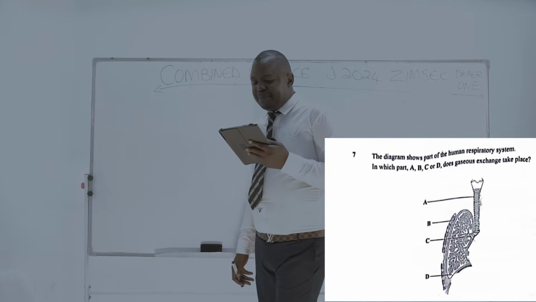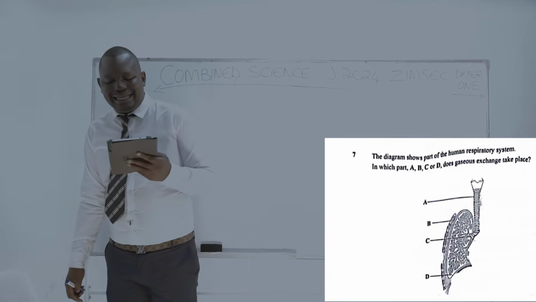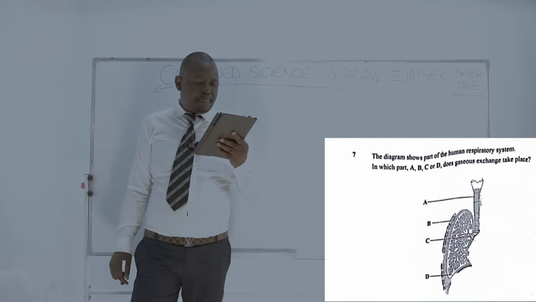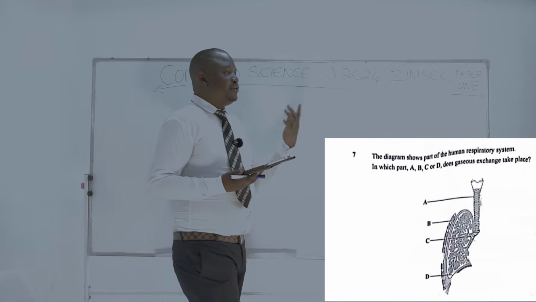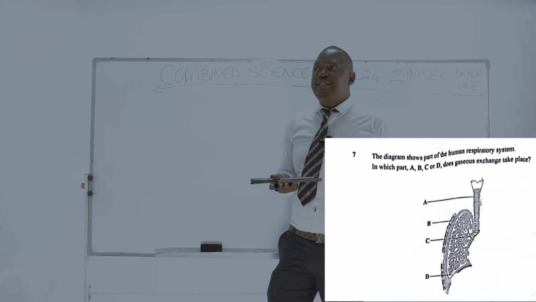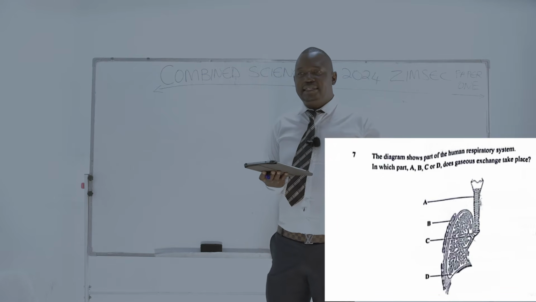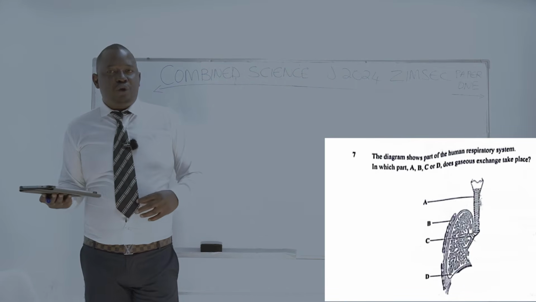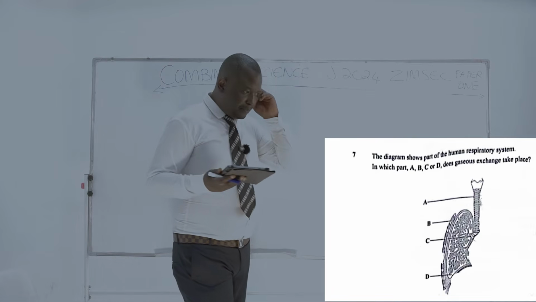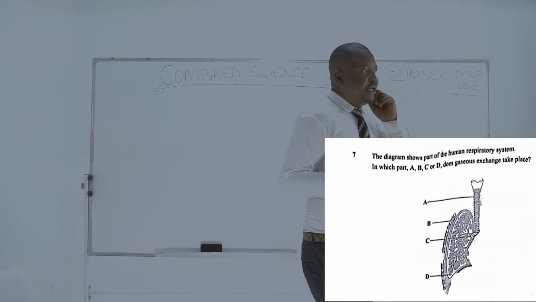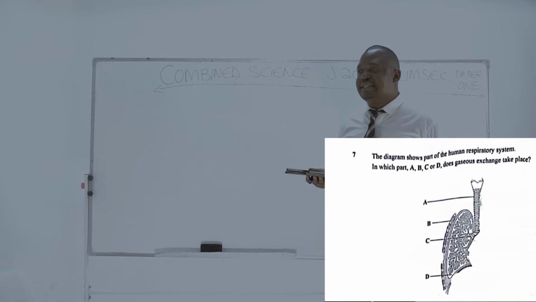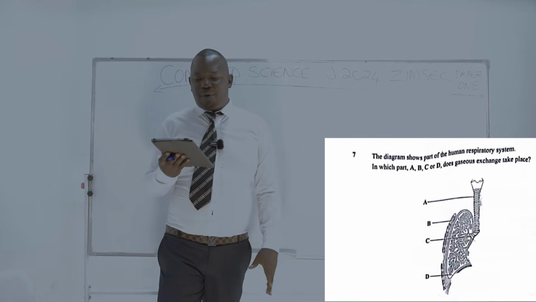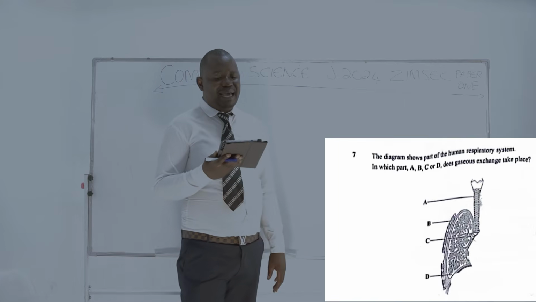The diagram shows part of the human respiratory system. In which part, A, B, C, or D, does gaseous exchange take place? Right. The respiratory system is responsible for taking in air and taking out air. Taking in air is known as inhalation. Taking out air is known as exhalation. So in the human respiratory system we have the nasal passage, larynx, epiglottis, trachea, bronchus, bronchioles, then the alveoli, which are the air sacs.